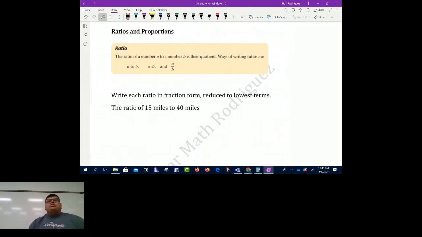So, y'all, ratios and proportions. What is a ratio? A ratio, y'all, is just a comparison of 2 numbers. It's a fraction, okay? We can write it as A to B, A with a colon B, or as a fraction. Because it's a math class, guys, we're going to be going with a fraction, okay? And it says, write each ratio in fraction form reduced to lowest terms.